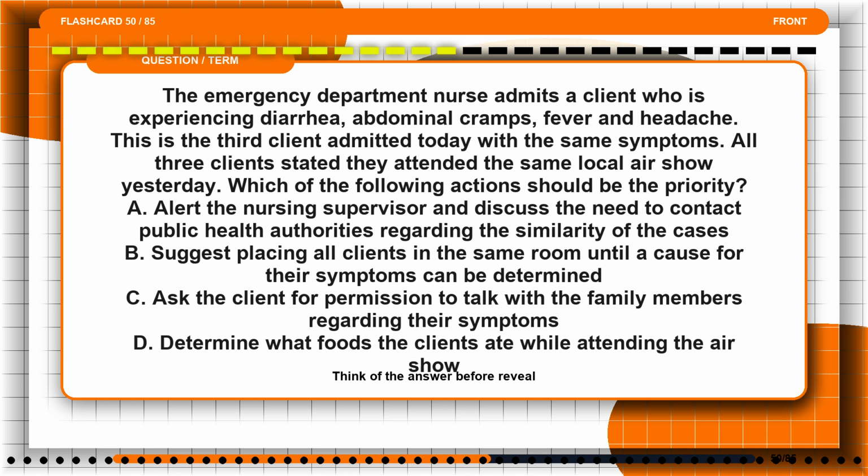A. Alert the nursing supervisor and discuss the need to contact public health authorities regarding the similarity of the cases. B. Suggest placing all clients in the same room until a cause for their symptoms can be determined. C. Ask the client for permission to talk with the family members regarding their symptoms. D. Determine what foods the clients ate while attending the air show. Think of the answer before the reveal.